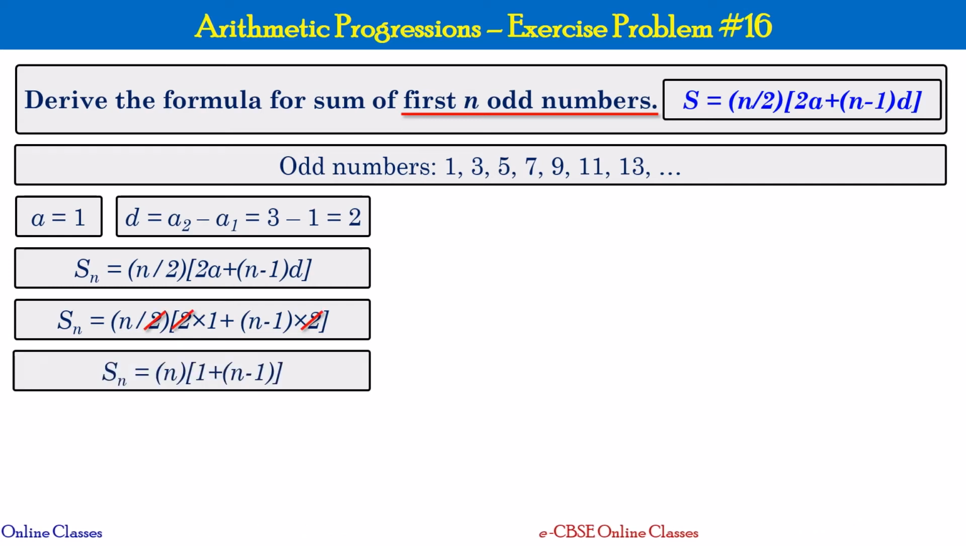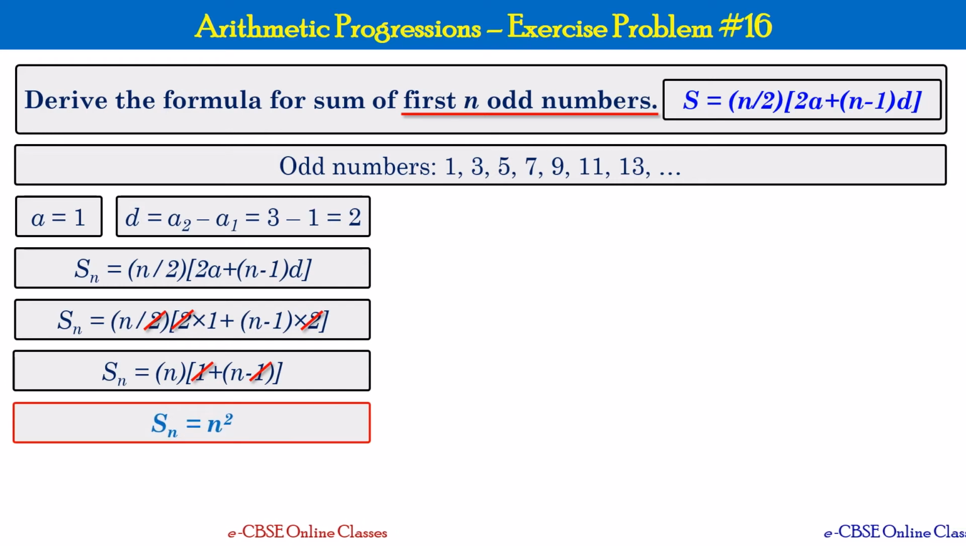That leaves Sn equal to n times 1 plus n minus 1. So 1 and 1 get cancelled. Sn is equal to n square, correct? We got the same formula that we got from the previous problem. Sum of the first n odd numbers is n square.